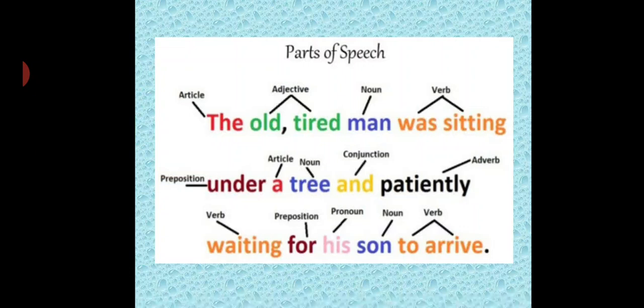You can see here the is an article; man, tree, son are the nouns; his is a pronoun; was sitting, waiting, and to arrive are various verbs; old and tired are the adjectives; patiently is the adverb; the and a are the articles; under and for are the prepositions; and is a conjunction. So you can identify various parts of speech in various sentences.